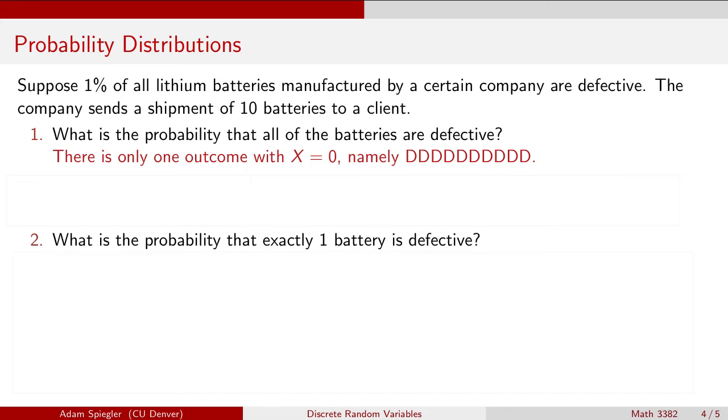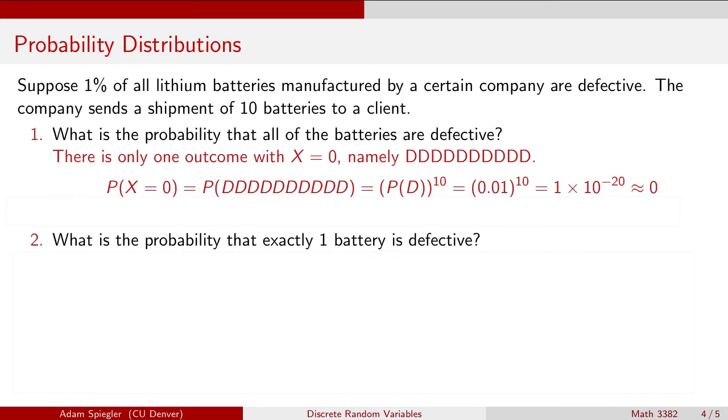And that would be the one where we have all 10 Ds. And using independence of events again, we would say the probability of getting one defective battery on the first one is 0.01, and then it's 0.01 again. So we have 0.01 to the 10th power, which gives us an extremely small number. Basically, it's essentially a 0% chance that we would get all 10 defective batteries.